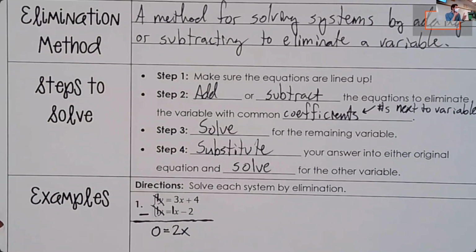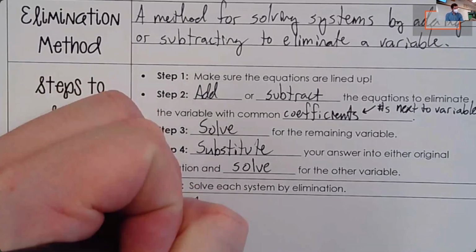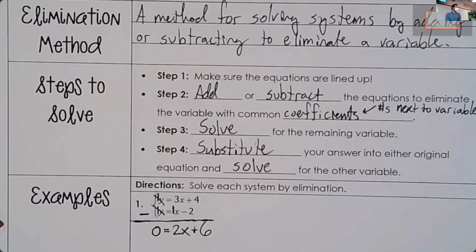And then the last one here, we do have to think about this one because it's not 4 minus 2. This is a negative 2. It's 4 minus negative 2. And subtracting a negative is always the same as adding. So it's actually 4 plus 2, which is positive 6. So when we subtract those 2 equations, we end up with 0 equals 2x plus 6.